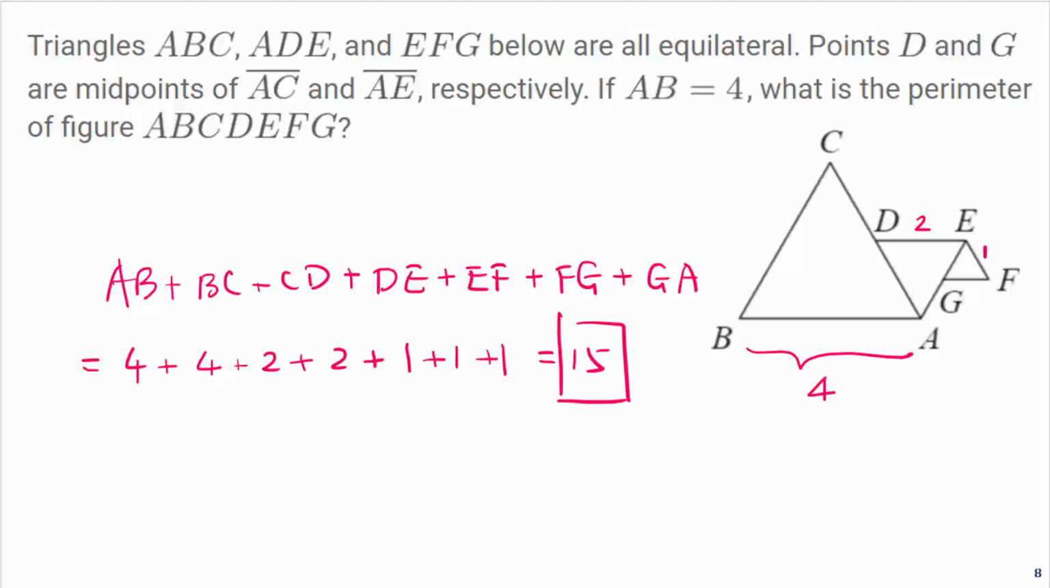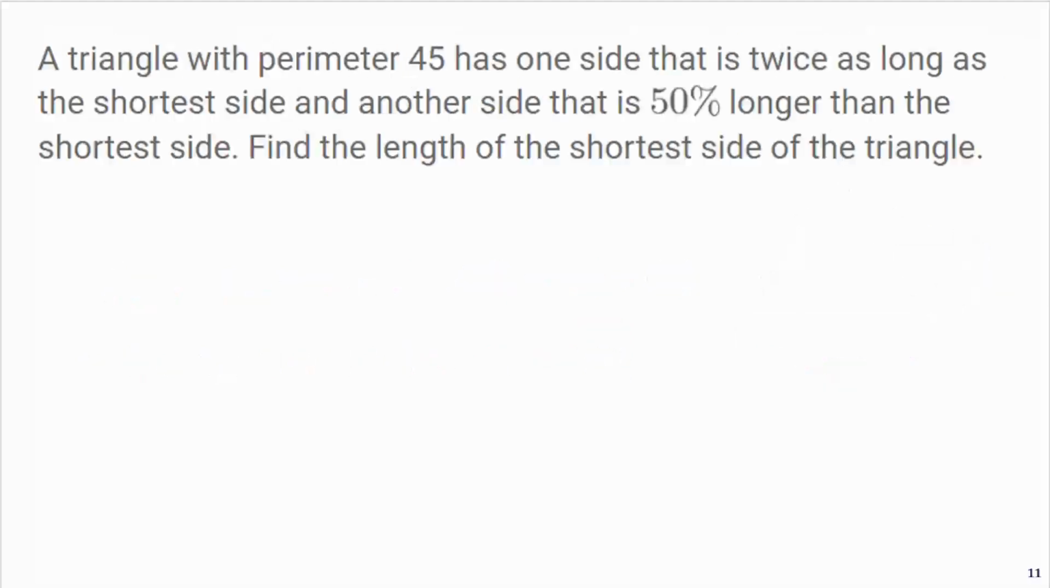Alright, then let's consider another one. Another quick quiz. A triangle with perimeter 45 has one side that is twice as long as the shortest side and another side that is 50% longer than the shortest side. Can you find the length of the shortest side of the triangle? Okay, let's have a look at the solution together.